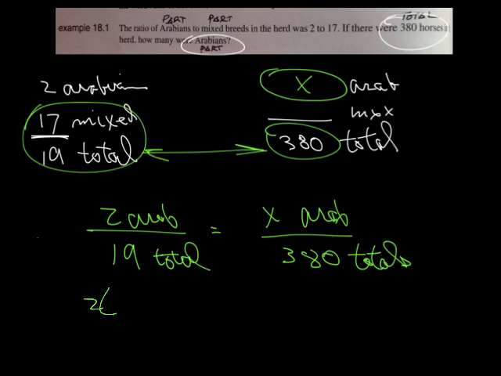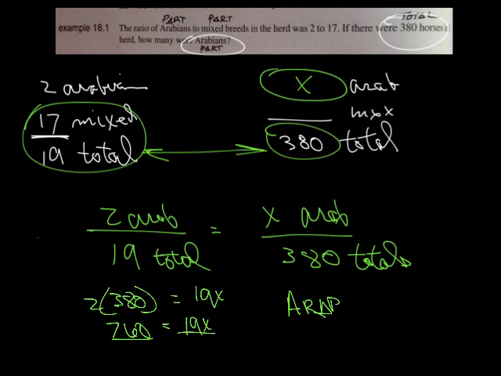So 2 times 380 equals 19x. So 2 times 380 is 760 equals 19x. Then you divide by 19, divide by 19. And when we do that final division there, we end up with the number of Arabians being 40. When we divide 760 right here by 19, we get 40 Arabians. So that ends up being the answer.